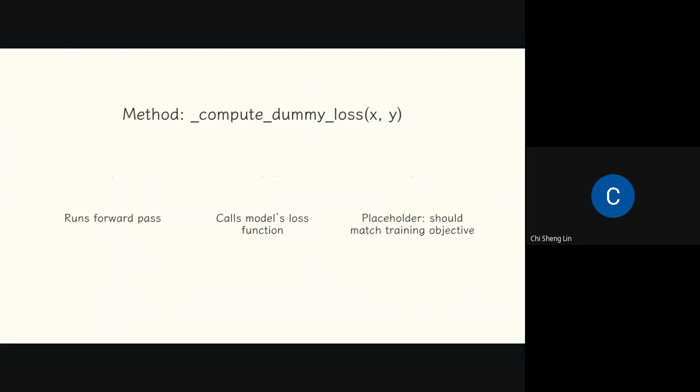Okay, the helper method computes the loss for the given input. It's essential to use the same forward and loss logic as the rest of your training code for consistency. So for now, it's called dummy. It's dummy, but in practice it should be an actual training loss. And next page.